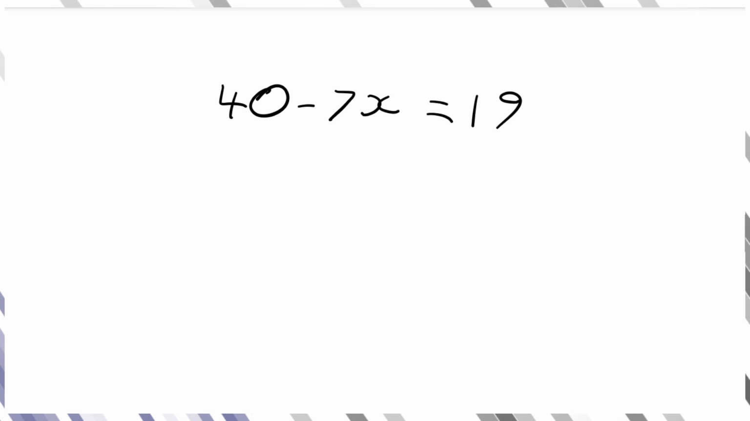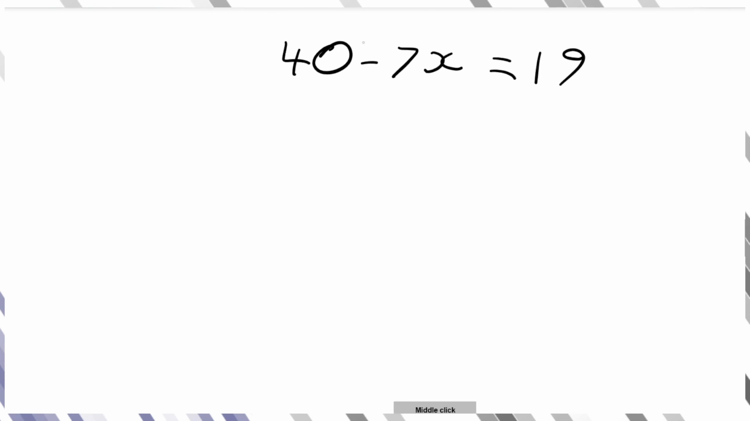Let's try another one of those if we've got a little bit of space. There we are. Let's say we've got 40 take away 7x is equal to 19. Alright, so I'll very quickly go through both methods. So we can add the 7x onto both sides first of all. So that would give us 40 equals 19 plus 7x.